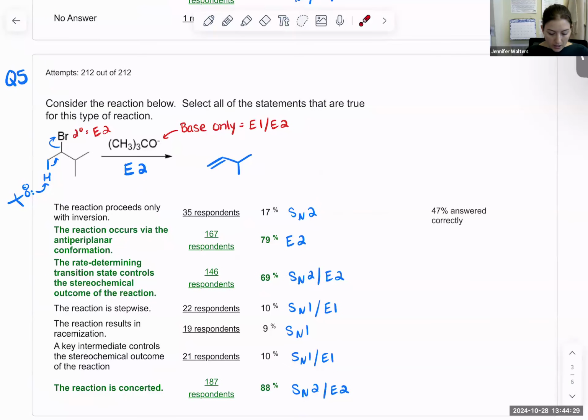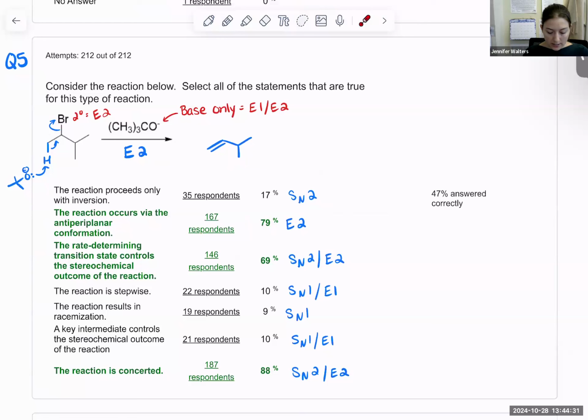Question 5. Consider the reaction below. Select all statements that are true. All right, so doing the exact same thing. Again, we're looking and we see that I have tert butoxide. So that tert butoxide is that base only category telling us that it's E1 or E2. And really, if you see tert butoxide, you see that tert butyl and an O minus, you're probably doing E2.